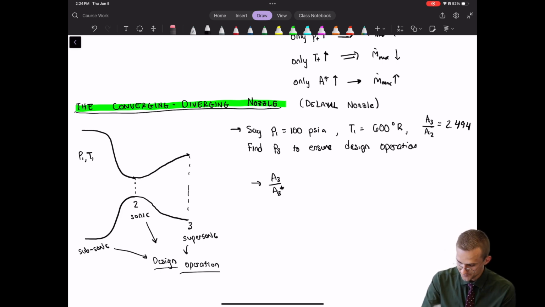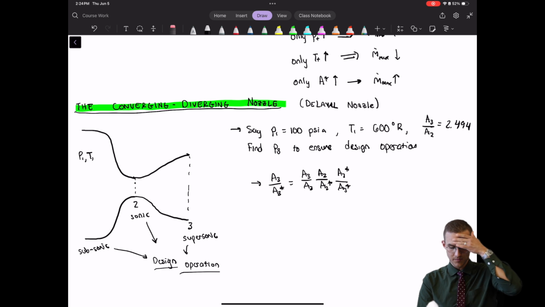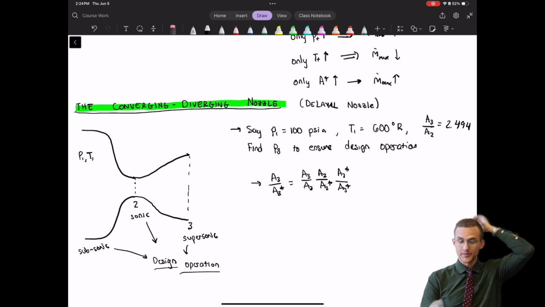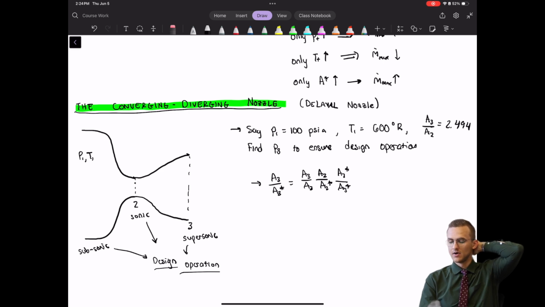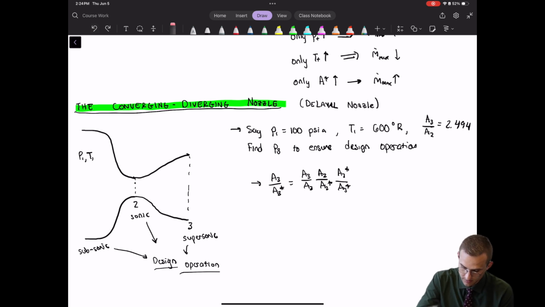Okay, so this is equal to A3 over A2, A2 over A2 star. We know what that is. And then we also have A2 star over A3 star. Now we're going to assume that the flow is isentropic from state 2 to 3, because why would we make our design operation such that we have some sort of losses occurring between our two states? So that's isentropic. So this goes to 1.